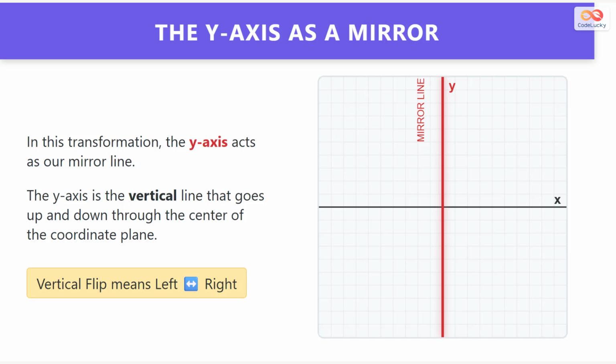In this specific lesson, our mirror is the y-axis. The y-axis is the vertical line that runs straight up and down through the center of our coordinate plane. When we reflect over this line, we are performing a horizontal flip, moving things from left to right or right to left.